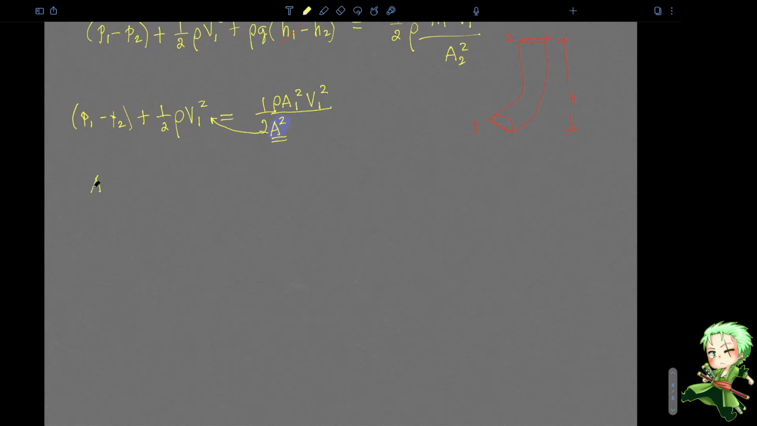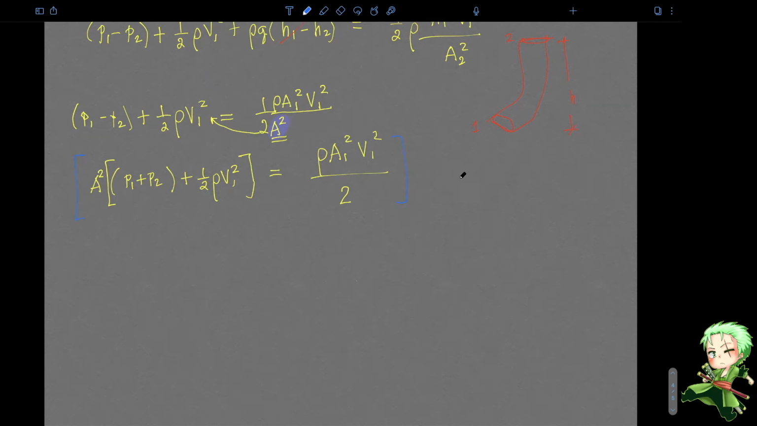When I do that, I will have A squared multiplied by P1 plus P2. You have a grouping symbol here: P1 plus P2 plus 1/2 rho B1 squared is equal to what is left on the right-hand side, rho A1 squared B1 squared over 2. And the next thing is I want to isolate A2, because that is what is asked in the problem.